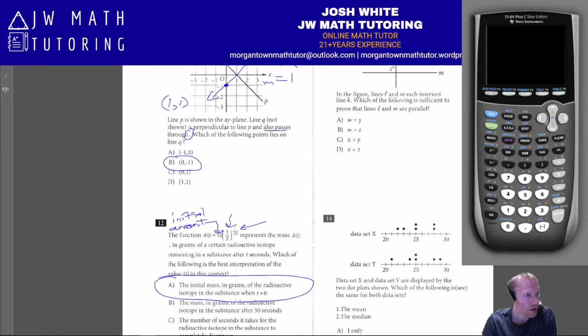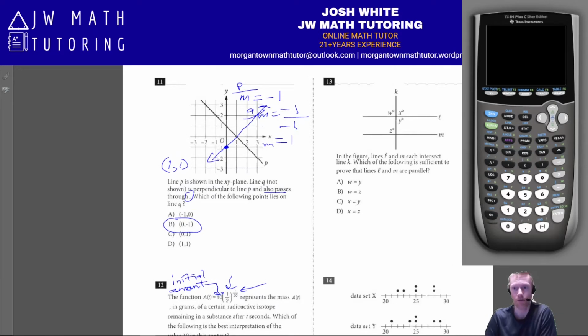All right, so now let's move back to the top of the page, problem number 13. So here we have a basic geometry problem with 2 lines and a transversal, and they want to know which is sufficient to prove the lines are parallel. So the answer is going to be letter B, because W and Z are corresponding angles. And when you have 2 corresponding angles that are congruent, then the 2 lines that make them up are going to be parallel. The other 3 sets of angles are not any special type of angles formed by parallel lines.